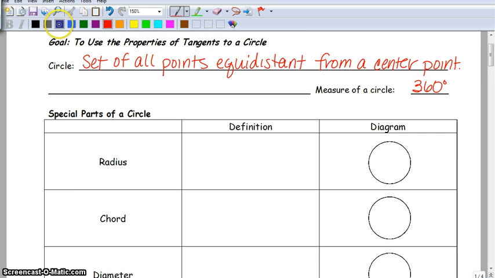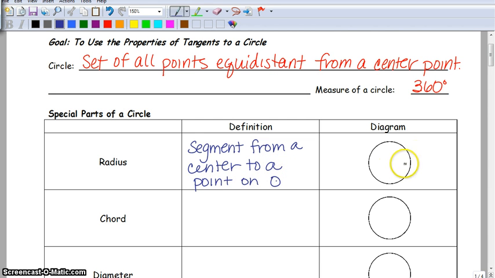So now, some vocab that you already know, some that will be new. Starting off with a radius. A radius is the segment from a center to a point on the circle. So as far as labeling a diagram, we usually label it with a lowercase r. Also, just a note, the radius is 1/2 the diameter. Okay, so just keep that in mind, that a radius is half of the diameter.